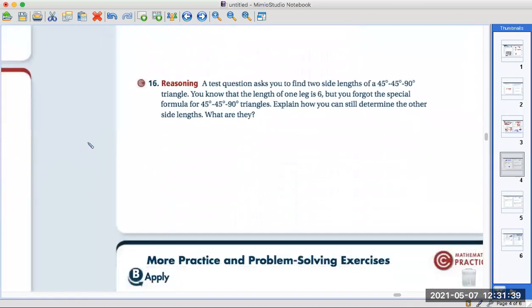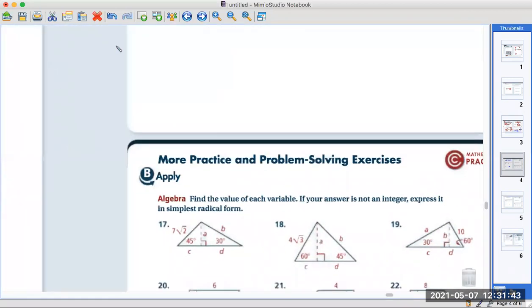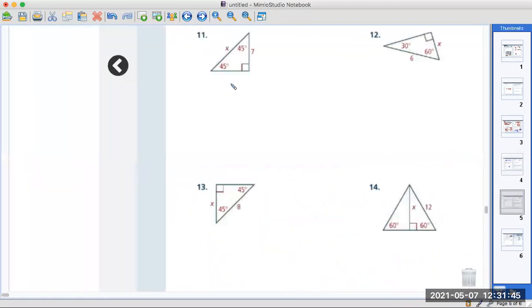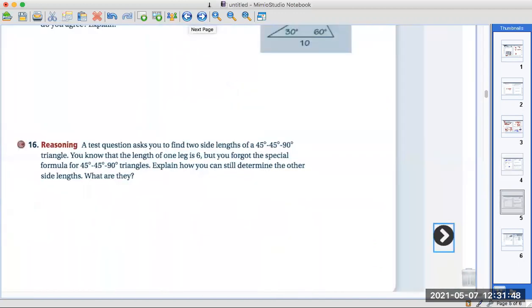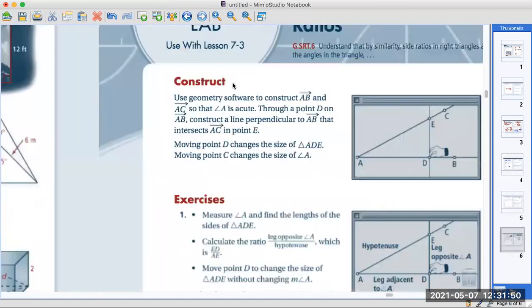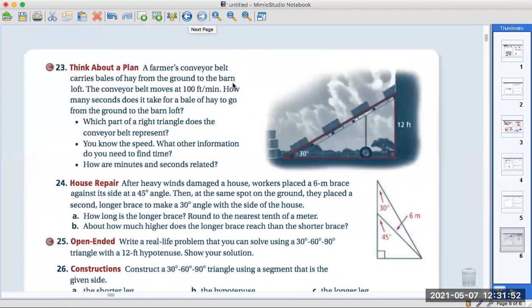And then I think I have one more question on the back page. This is the last question, right up here, this one. Page 23, think about a plan. These are a little more in depth, but it's not hard. Do you notice you got a right triangle? So you're looking at this right triangle, which again is a real life application. There's so many right triangles that we don't even think about.